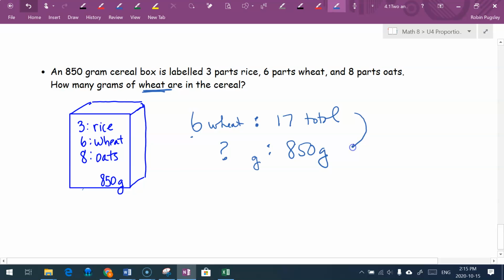So how am I getting from 17 to 850? I don't have that one memorized, so I type into my calculator 850 divided by 17. It's 50. Since it's getting bigger, I'm multiplying by 50. Whatever I do to one side, I do to the other to keep it in proportion. So I multiply by 50, and I now know there are 300 grams of wheat. All right, those ones are tricky because you had to come up with that 17 by combining all the parts to make the total.